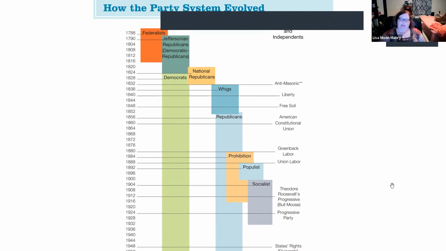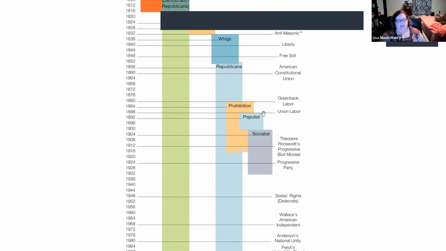Now we come to what they call the system of 1896, populism and Republican responses. So we're down here. Okay, so prohibition, 1892 populists. So we still have the Democrats, still got the Republicans, but they kind of switch over into like this sort of focus.